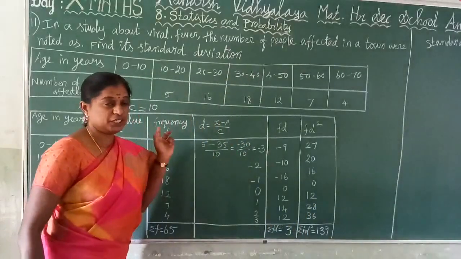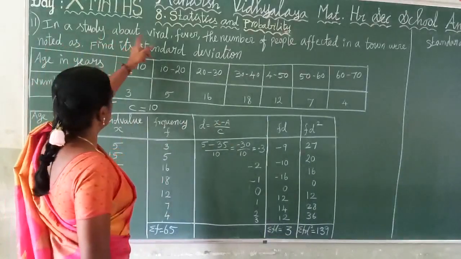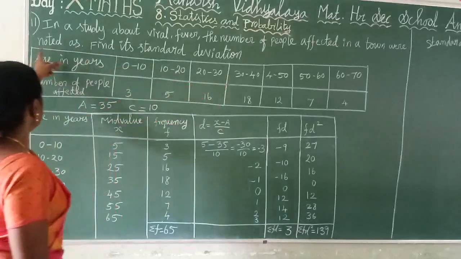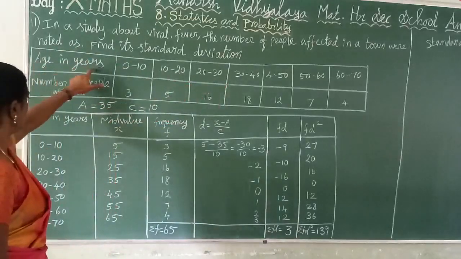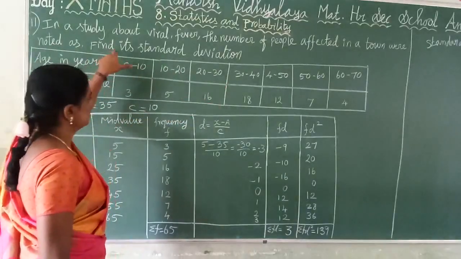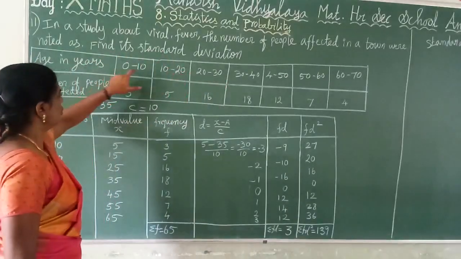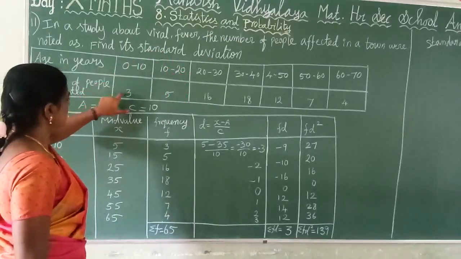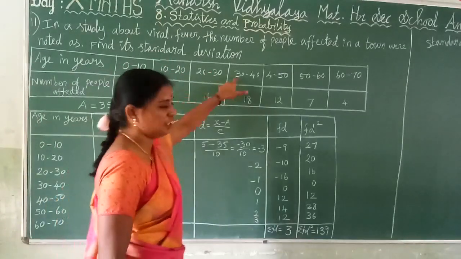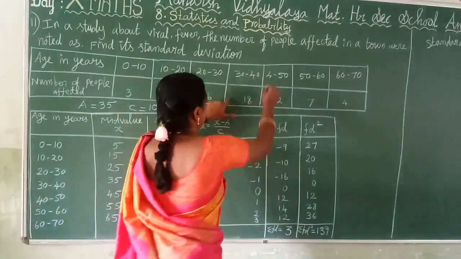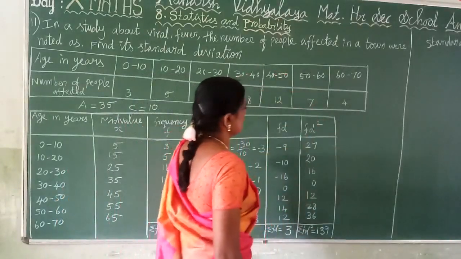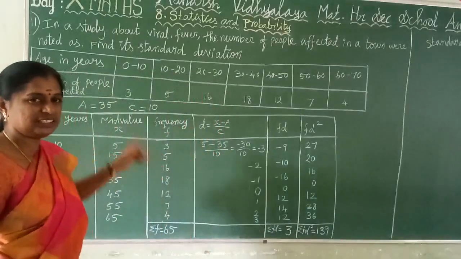Now the 11th question. In a study about viral fever, the number of people affected in a town were noted as follows: age in years and the number of people affected. The intervals are given and we have to find the standard deviation. 0 to 10, how many persons affected? 3. 10 to 20, 5. 20 to 30, 16. 30 to 40, 18. 40 to 50, 12. 50 to 60, 7. 60 to 70, 4. This data is given.